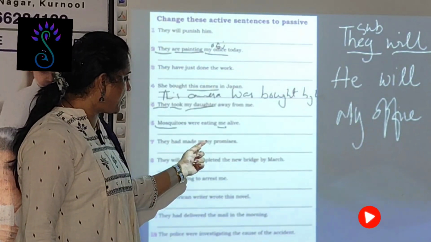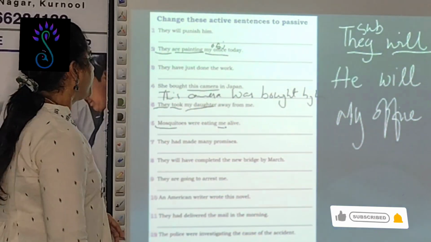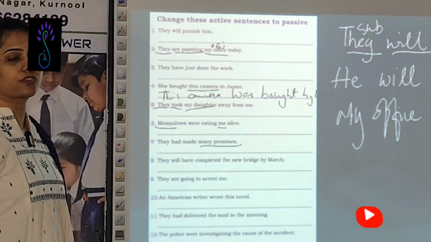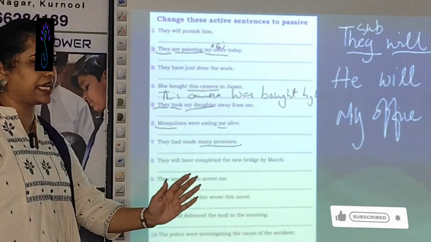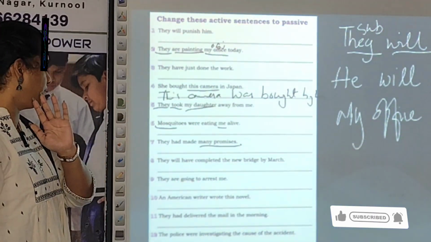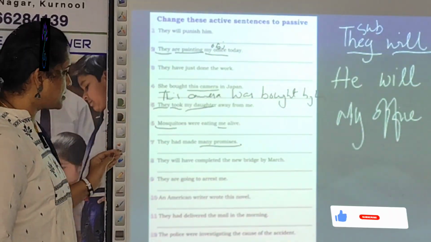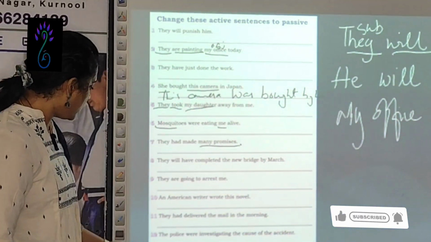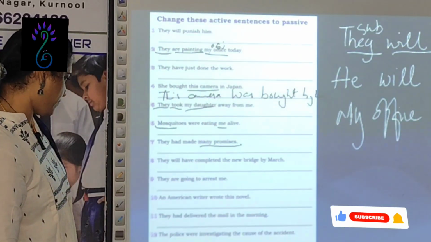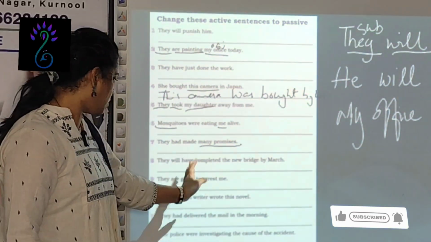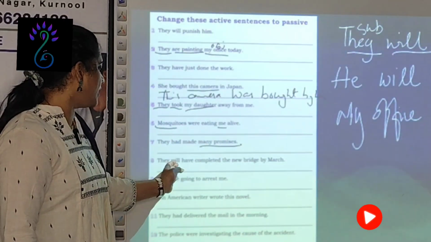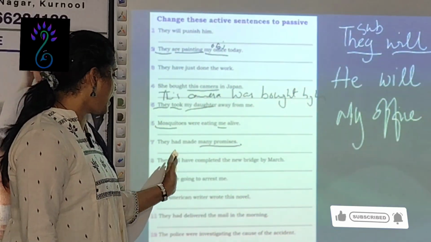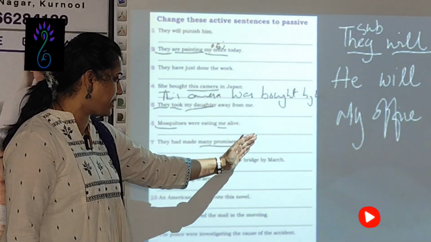They had made many promises. Many promises. Had is past perfect, so you should use had plus been plus V3 form. Many promises had been made by them. I'll explain only one and I'll leave now. Because all are similar. They will have completed, this is future perfect tense, they will have completed the new bridge by March.